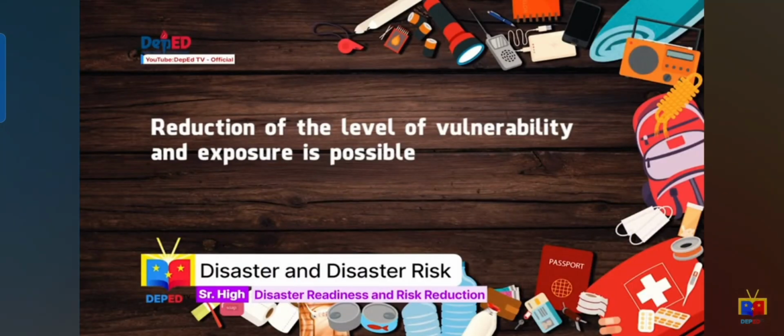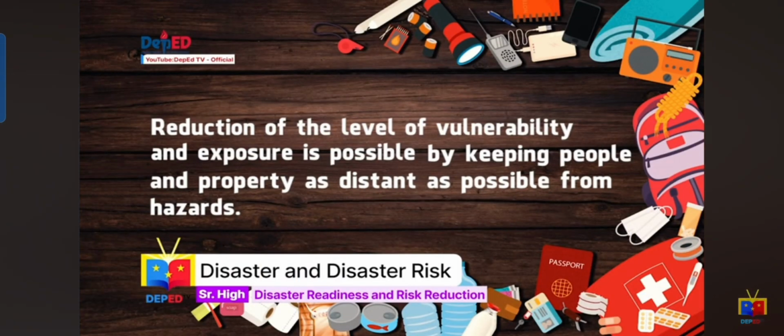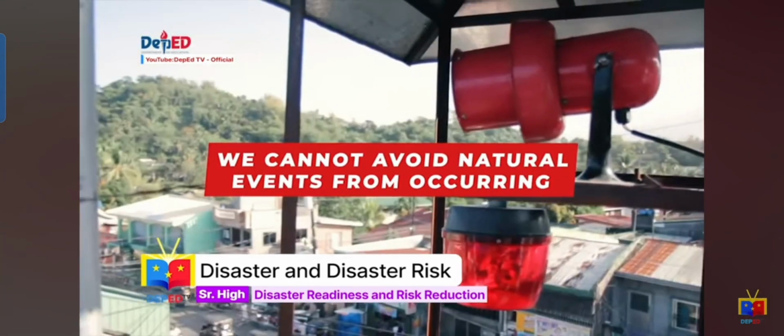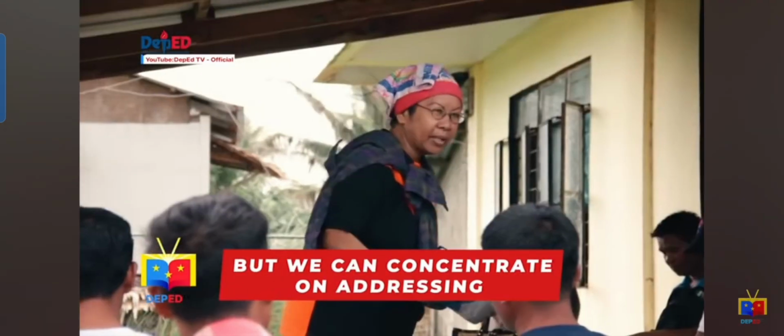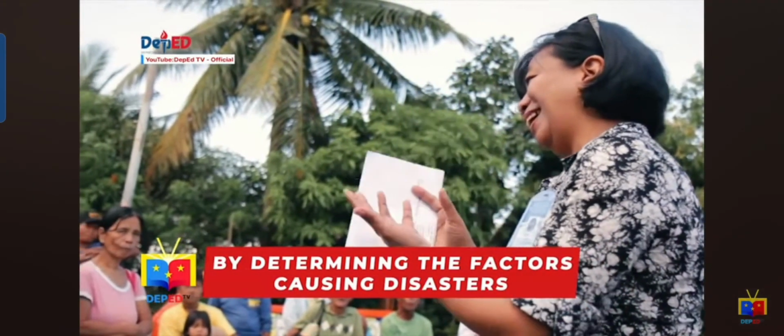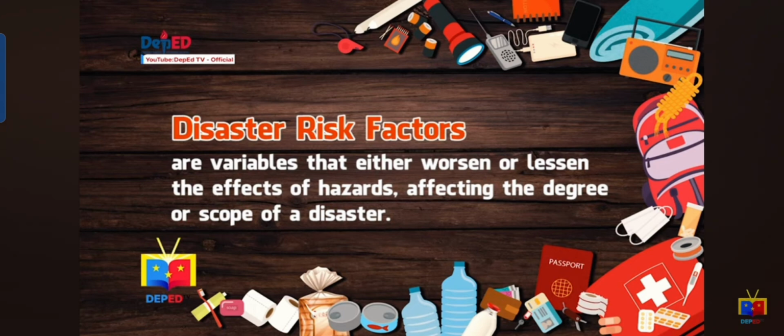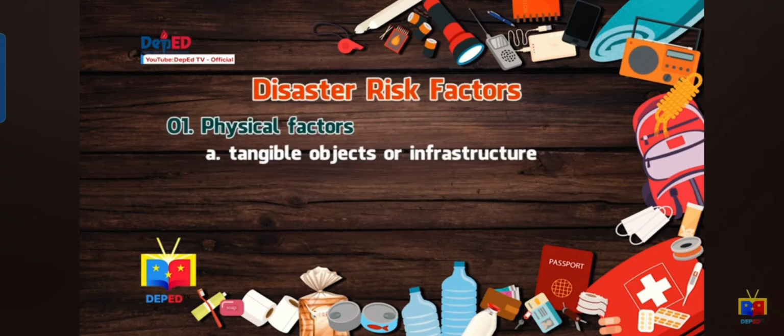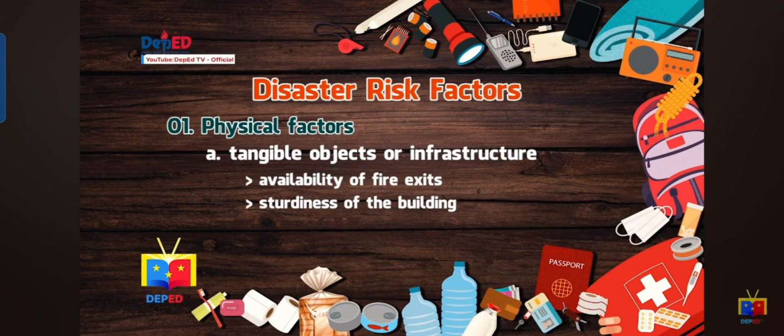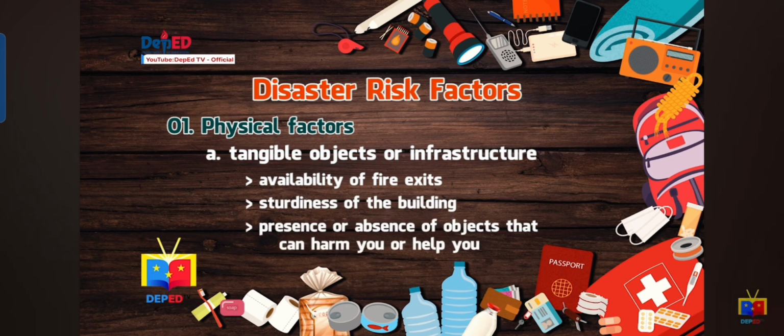Reduction of the level of vulnerability and exposure is possible by keeping people and property as distant as possible from hazards. We cannot avoid natural events from occurring, but we can concentrate on addressing the reduction of risk and exposure by determining the factors causing disasters. Disaster risk factors are variables that either worsen or lessen the effects of hazards, affecting the degree or scope of a disaster. Physical factors refer to tangible objects or infrastructure, like the availability of fire exits, or the sturdiness of the building, or the presence or absence of objects that can harm you or help you.